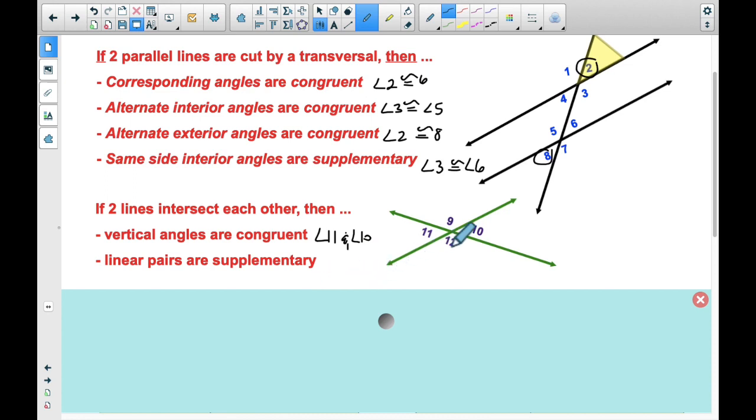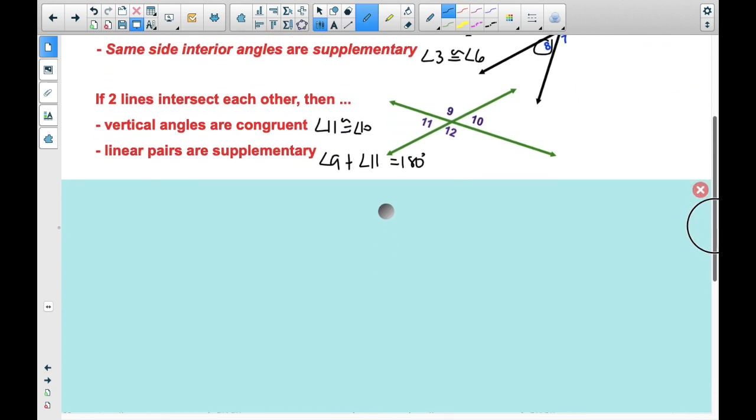And then supplementary is a linear pair. Those are the ones right next to each other. So that'd be like angle 9 plus angle 11 equals 180. Or you could also say angle 9 plus angle 10, because those make a linear pair as well. I went ahead and changed my sign to a congruent sign here. Okay, so all of that is review.